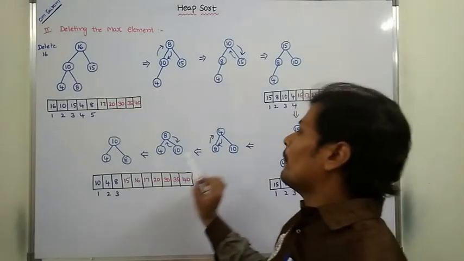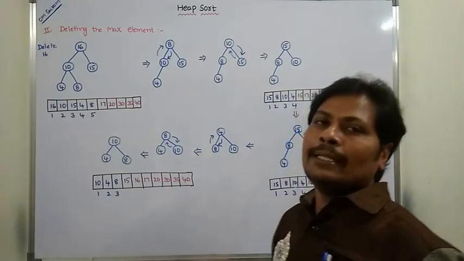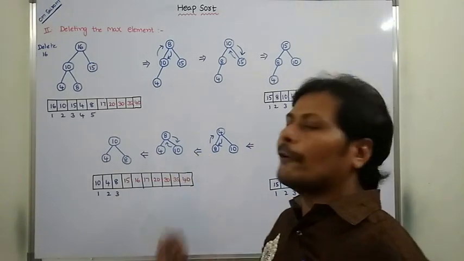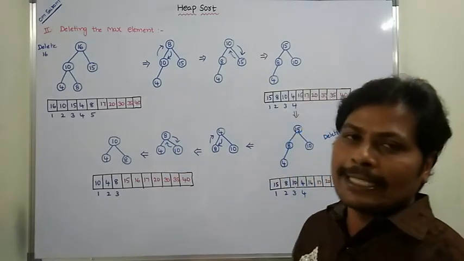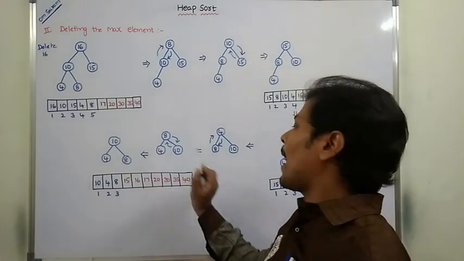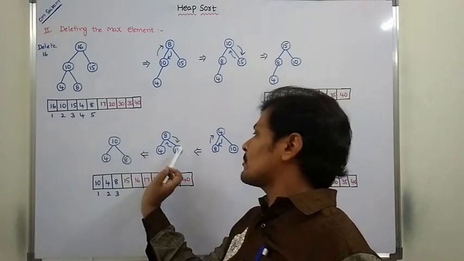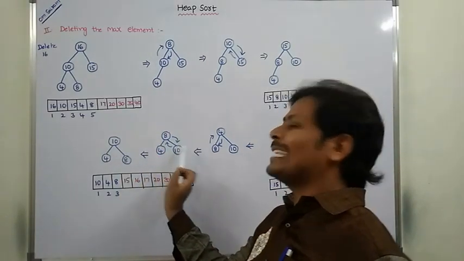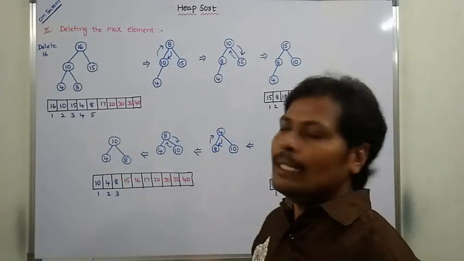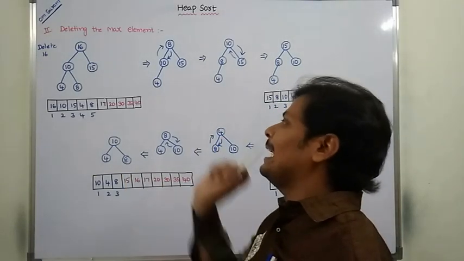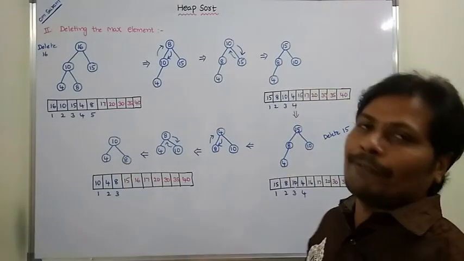Okay. Now 4 and 10 have the parent 8. Is 8 greater than 4? This is true. Is 8 greater than 10? This is false. Now we have to swap these two elements. After swapping, 10 goes to this place, 8 goes to this place. So this is the maximum heap we are getting after deleting node 15.